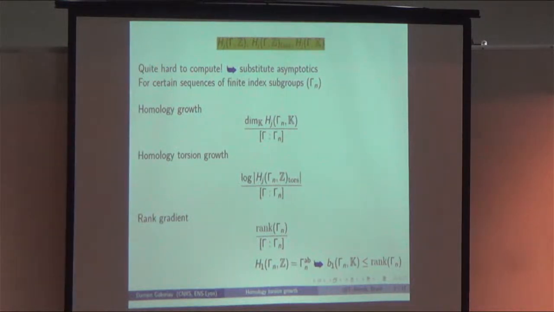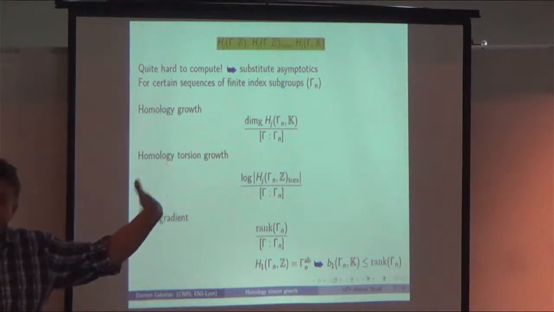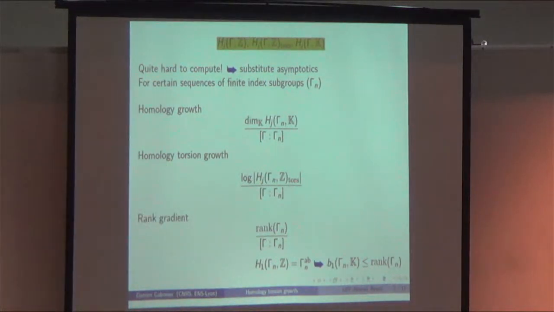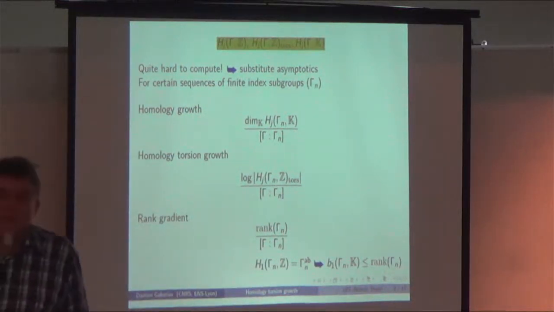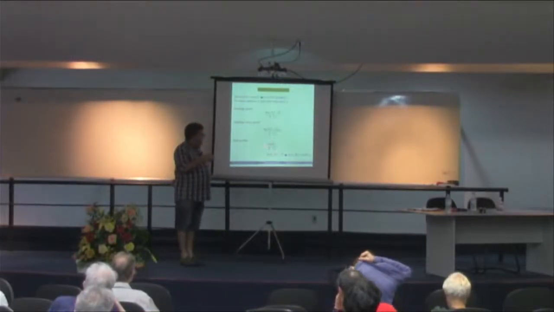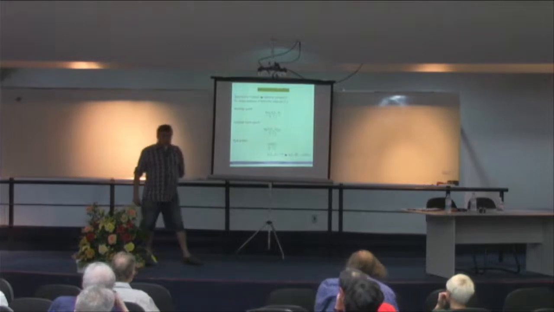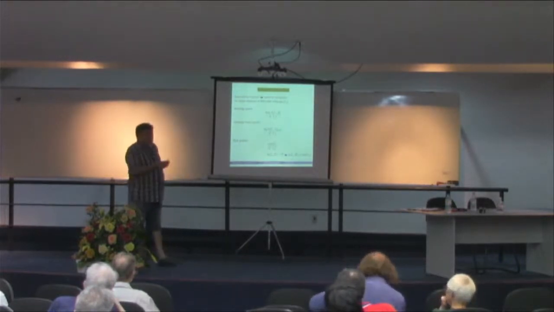It has been introduced by Lackenby. And this is just the rank, defined as the minimum number of generators for this finite index subgroup. You have your gamma and the finite index subgroup gamma n. They are finitely generated in our context, okay? And it's very difficult to compute the minimum number of generators of a group like that. Anyway, the rank of gamma n divided by the index, and its limit is what we call the rank gradient.